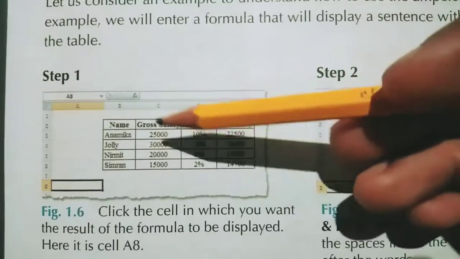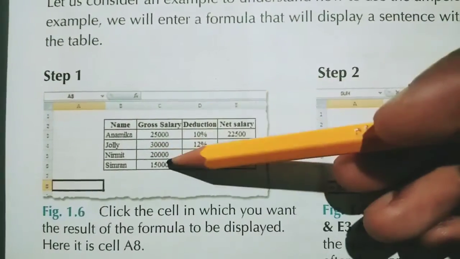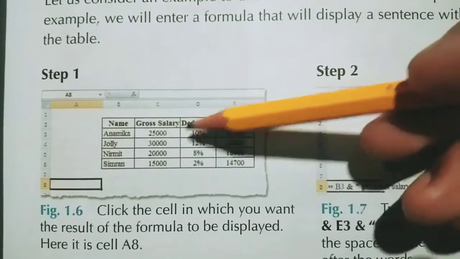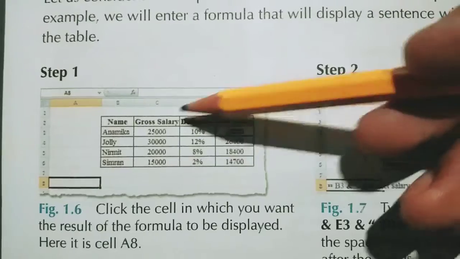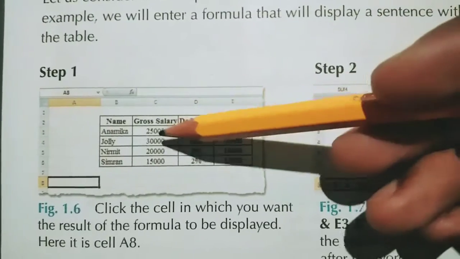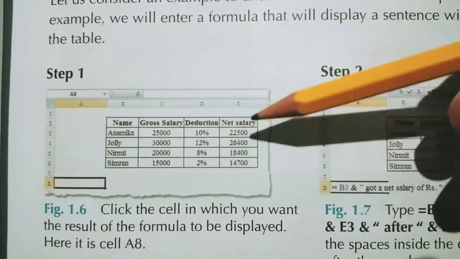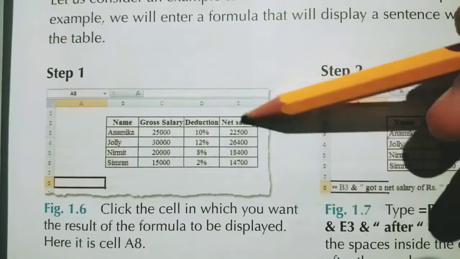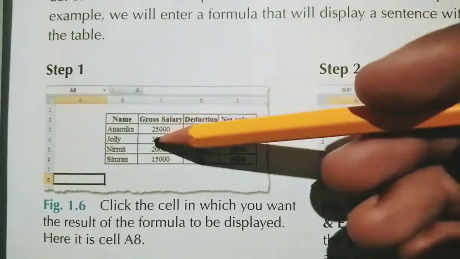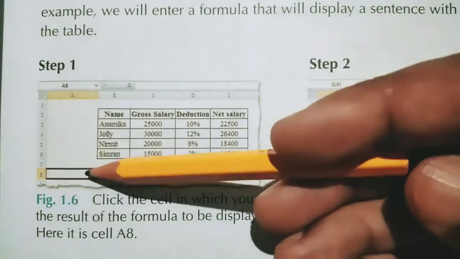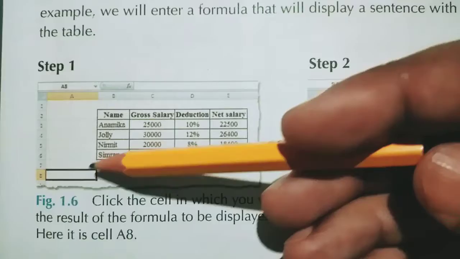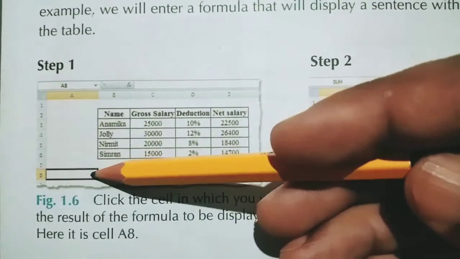Now here you can see the table is given: the names, the salary, and the deduction. Deduction means it will be subtracted from the salary. So 10% will be subtracted from the salary, and finally the total amount is this one, the net salary, the final salary. So what to do here? You want to join the words and make a sentence in this cell.